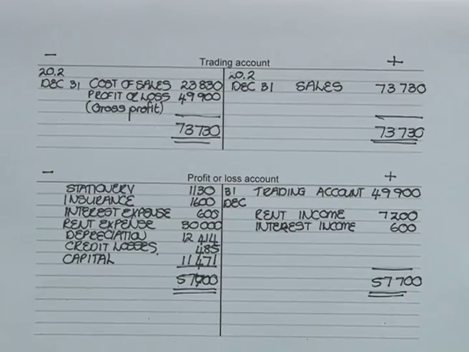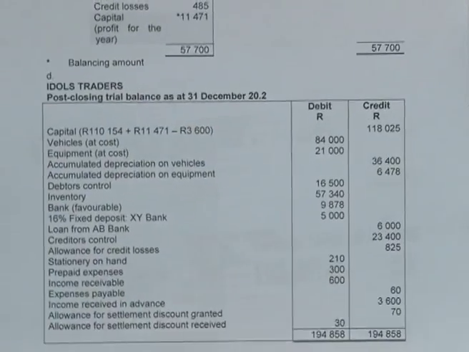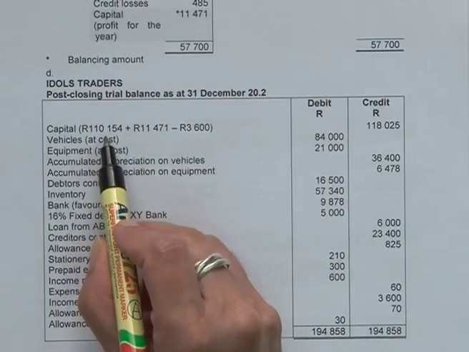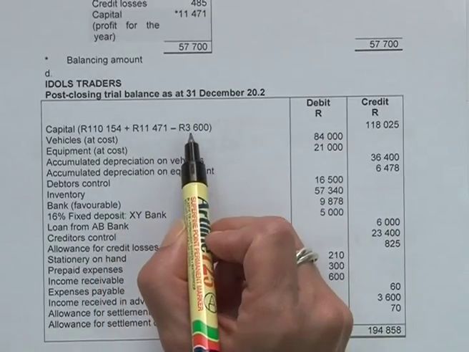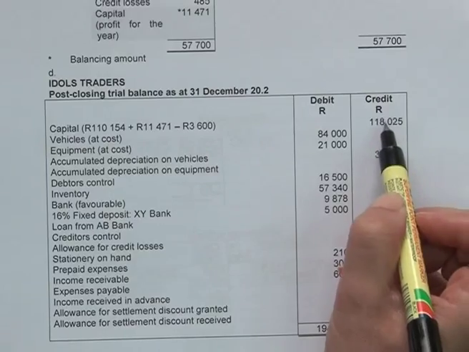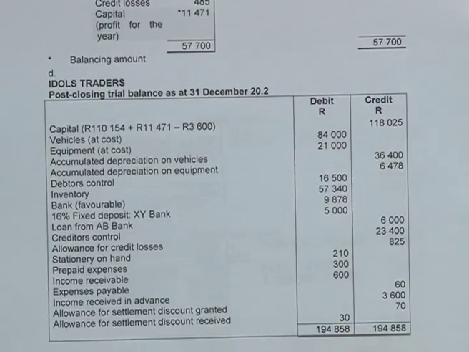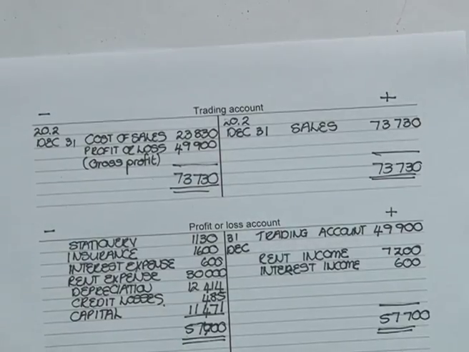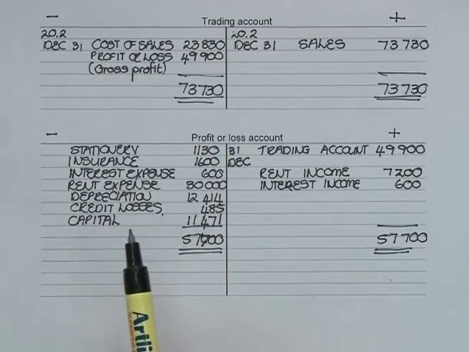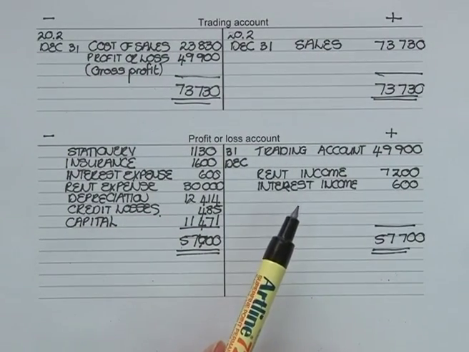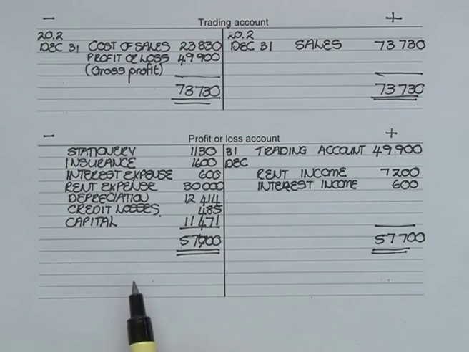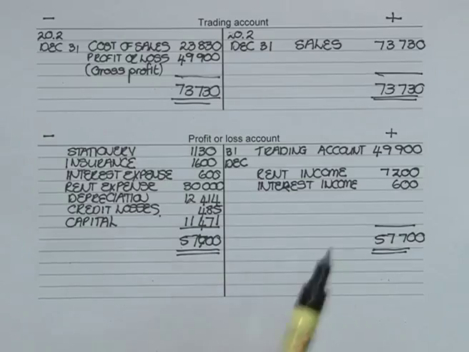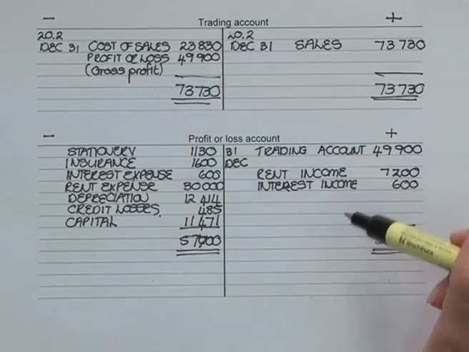If you refer to your post-closing trial balance, we've now included in the capital account the original capital contribution plus the profit for the year minus the drawings, and that is the final amount that will appear in the statement of financial position. Just remember, in this profit or loss account, you can also have a balancing amount on the credit side. Then you incurred a loss for the year, and that will influence the capital on the debit side then. So it's not wrong if your profit or loss account balances on the credit side.